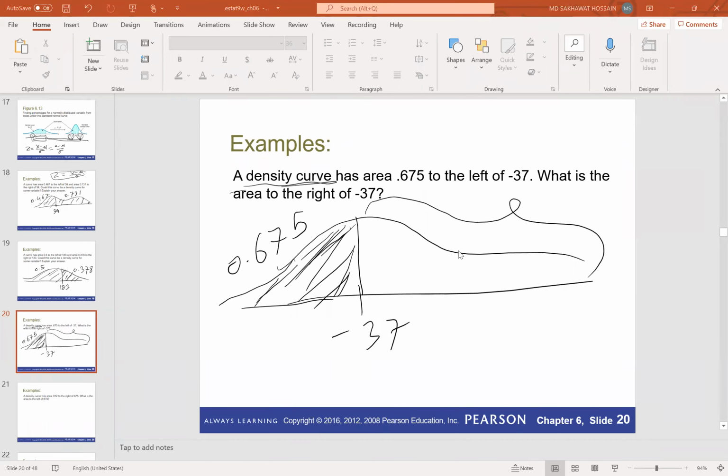0.325, yeah, you got it, right? Because the total area is 1, this part will be 1 minus 0.675. So that means 0.325. That's the correct answer.